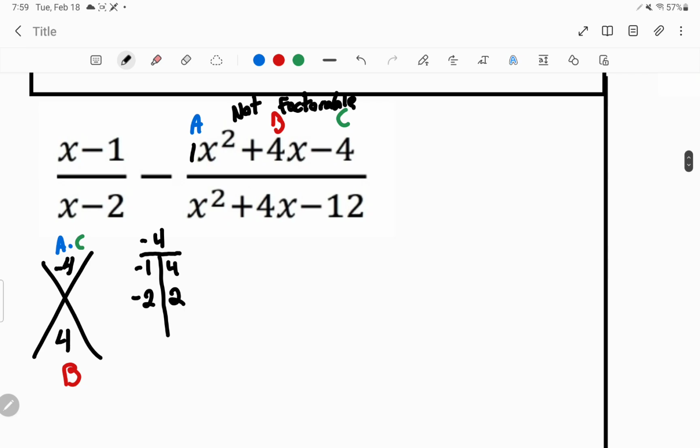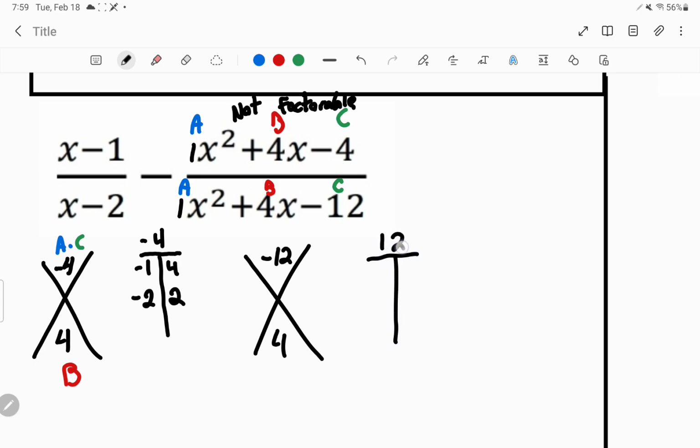Okay. Now let's go ahead and try the bottom one. Okay, so the bottom one, same thing. We have 1, we have 4, so I'm going to label them A, B, and C. And we do the same thing. We're going to go ahead and multiply. So 1 times negative 12 is negative 12. 4 on the bottom. And let's do our little chart here. So 12 is going to be 1 and 12. 2 and 6. And then, there we go. I think I figured it out. And 3 and 4.